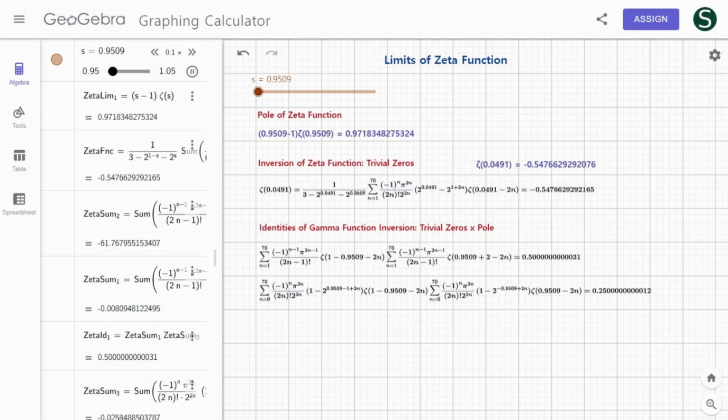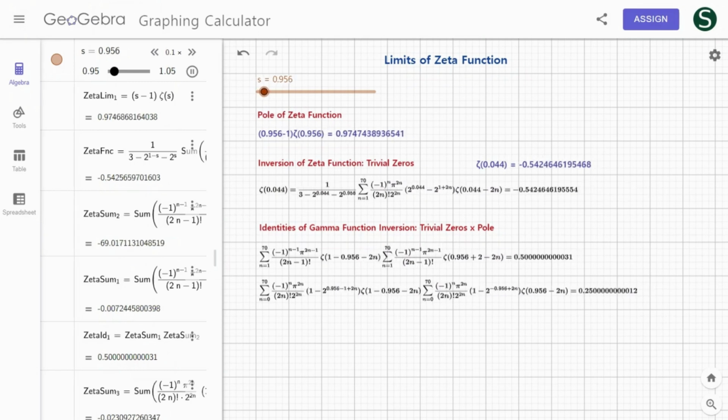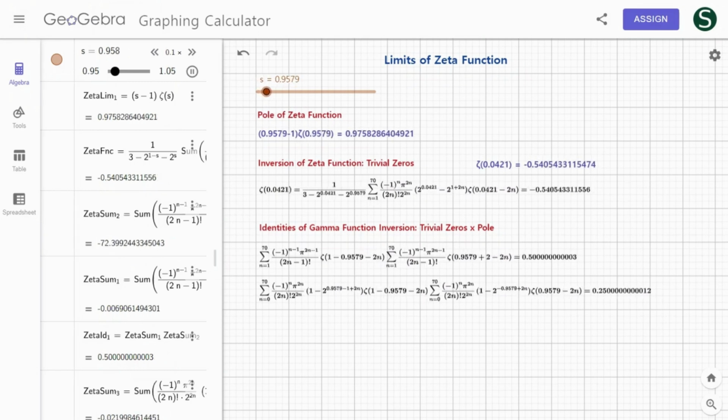The zeta function is a harmonic series at s equals 1, so it has a pole. And if s is a negative even number, it is a trivial zero. When s approaches 1, if s minus 1 is multiplied by the pole of the zeta function, the convergence equation of the zeta function is 1.